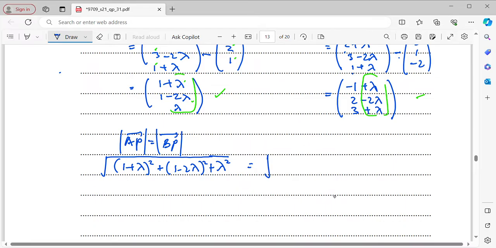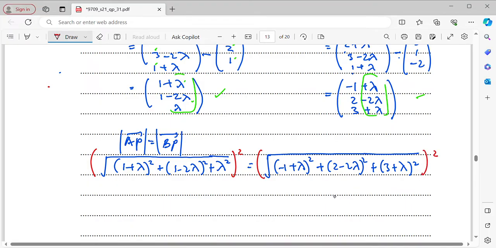So then for the right hand side, it will be the square root of (minus 1 plus lambda) squared plus (2 minus 2 lambda) squared plus (3 plus lambda) squared. Then now, to simplify these two square roots, basically we are squaring both sides. So the square and square root cancel off.